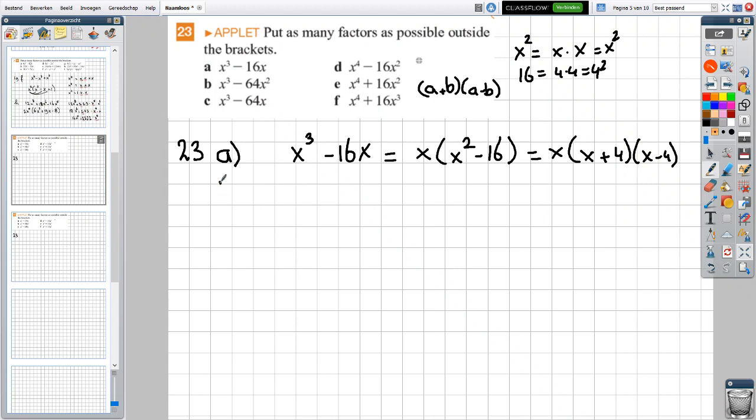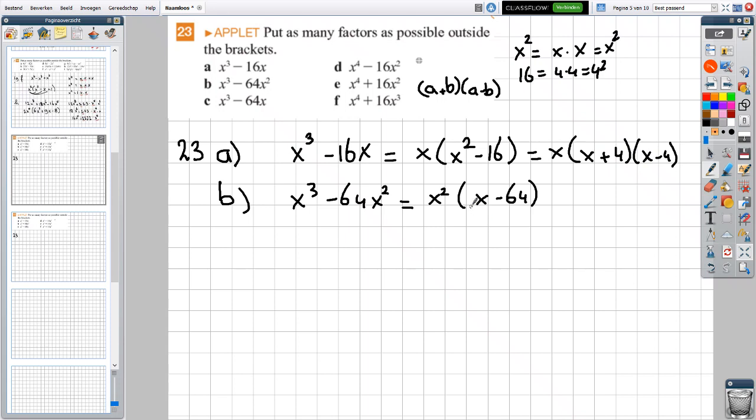Okay, let's take a look at the next one. x to the power of 3 minus 64x squared. First, get the stuff outside of the brackets, the factors which they have in common. The common factor in this case is x squared. So I'm left with x here, and I'm left with minus 64 there. And this one is different, because now I am done like this. Why am I done in this case?